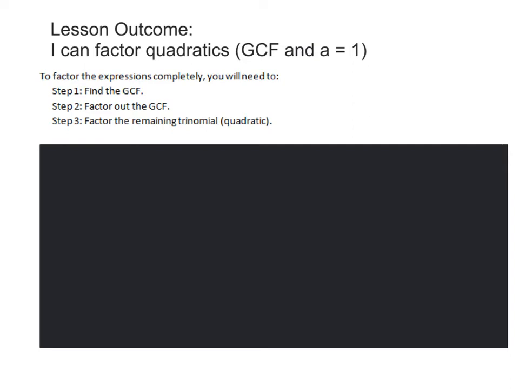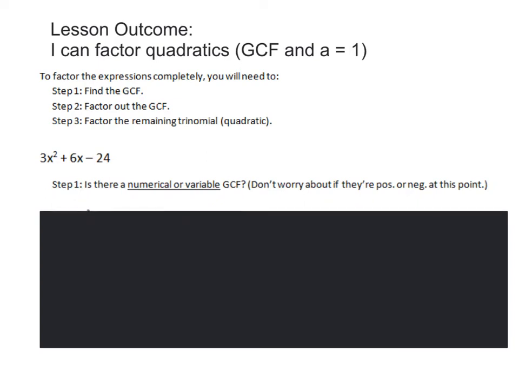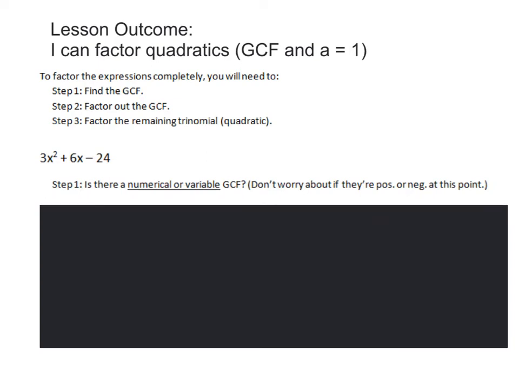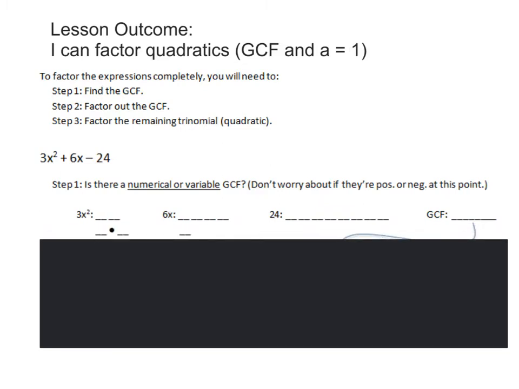All right, so let's try this example right here. 3x squared plus 6x minus 24. Be sure to write that in your notes. And what we're going to do for step 1 is we're going to ask ourselves, is there a numerical or variable GCF? And at this point, we don't need to worry about if the factors are positive or negative. So I'm going to show this work the same way right here as we did in a previous unit.